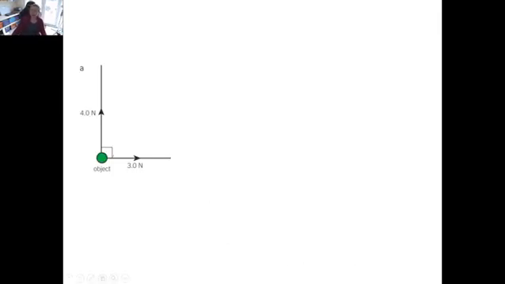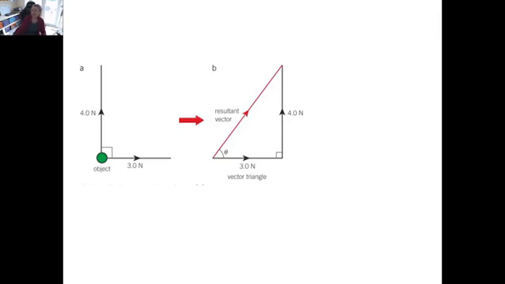If you have an object and you have a force pulling it in this direction with a force of 4 newtons, and at the same time you have another force pulling it with a force of 3 newtons in this direction, how is that object actually going to move? Well, to be able to work that out, you can draw something called a vector diagram, and you can work it out mathematically. So here is our vector triangle.